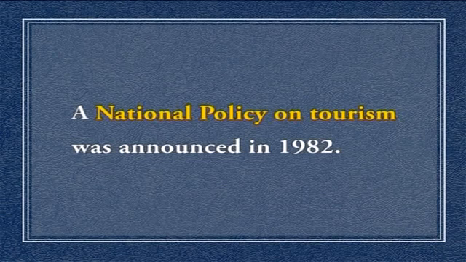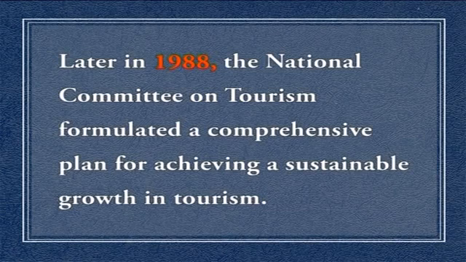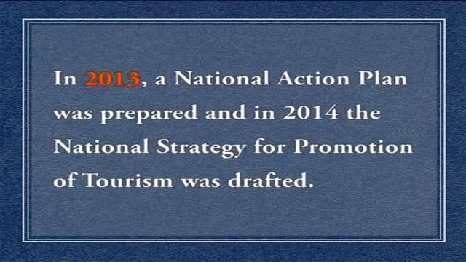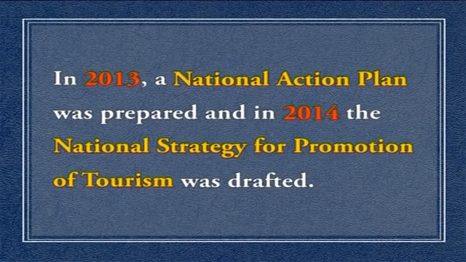But it was only after the 80s that tourism activity gained momentum. The government took several significant steps. A national policy on tourism was announced in 1982. Later in 1988, the National Committee on Tourism formulated a comprehensive plan for achieving a sustainable growth in tourism. In 2013, a national action plan was prepared, and in 2014, the National Strategy for Promotion of Tourism was drafted.